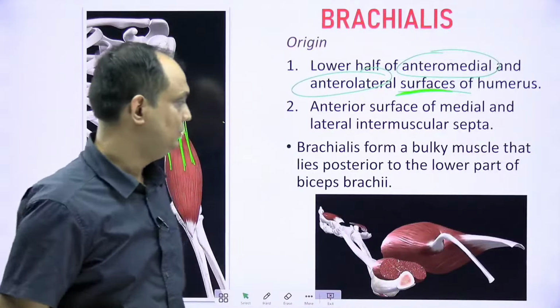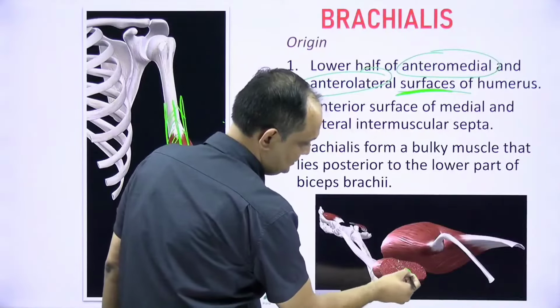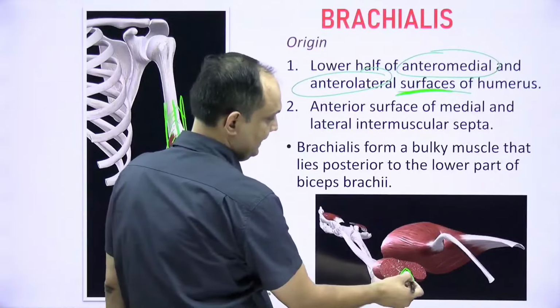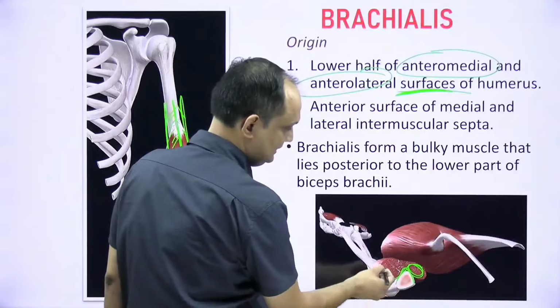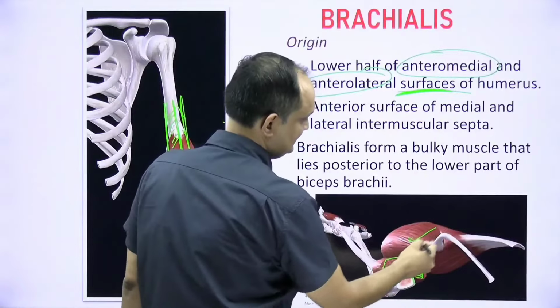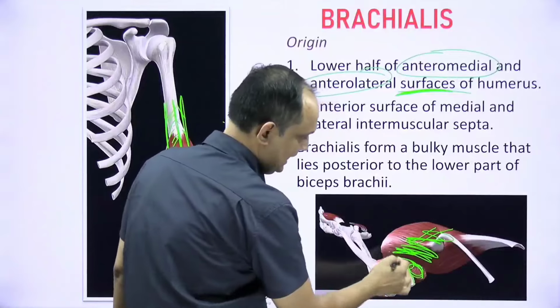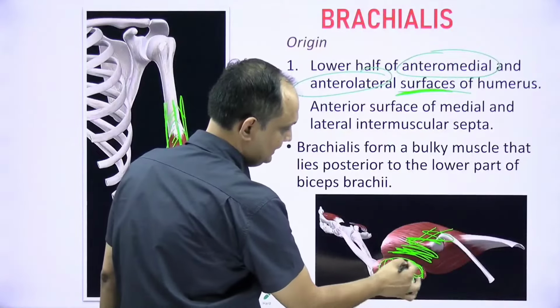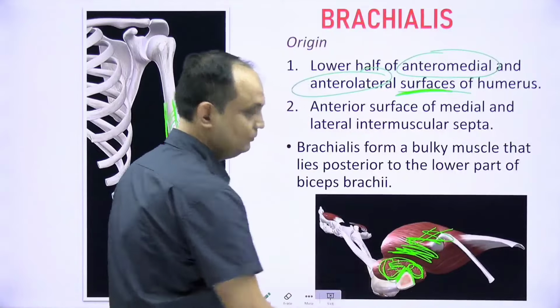So, when you see the origin here in this diagram, you can see that this is the origin from the two surfaces. This is one part of the brachialis and this is the other half of the brachialis. And this brachialis lies deep to the biceps brachii. So, this is the superficially placed biceps brachii, and deep to that you have the brachialis, which lies on the two adjacent surfaces of the humerus.